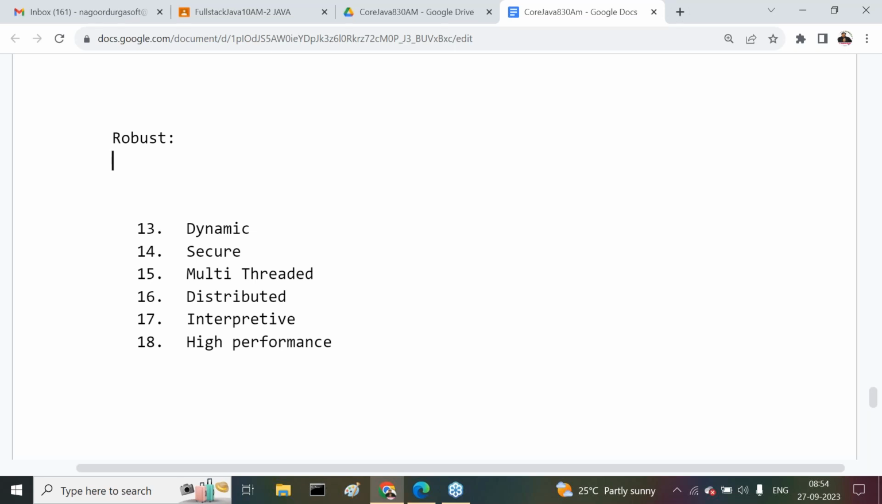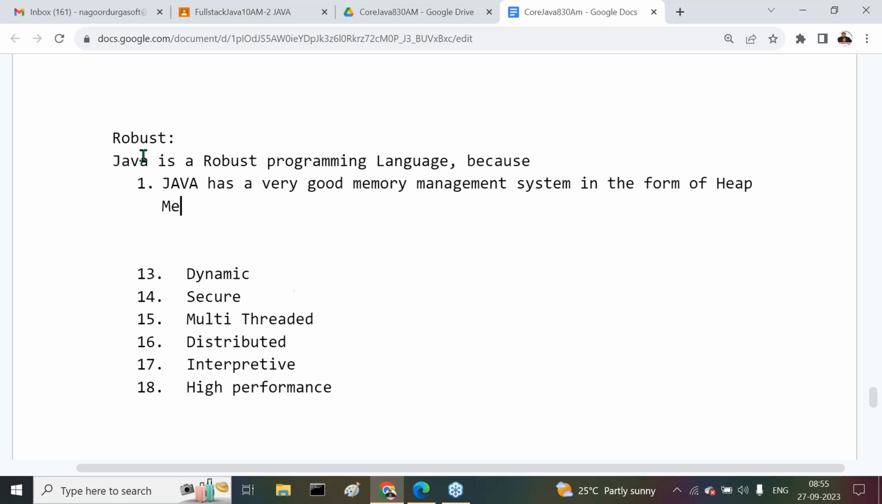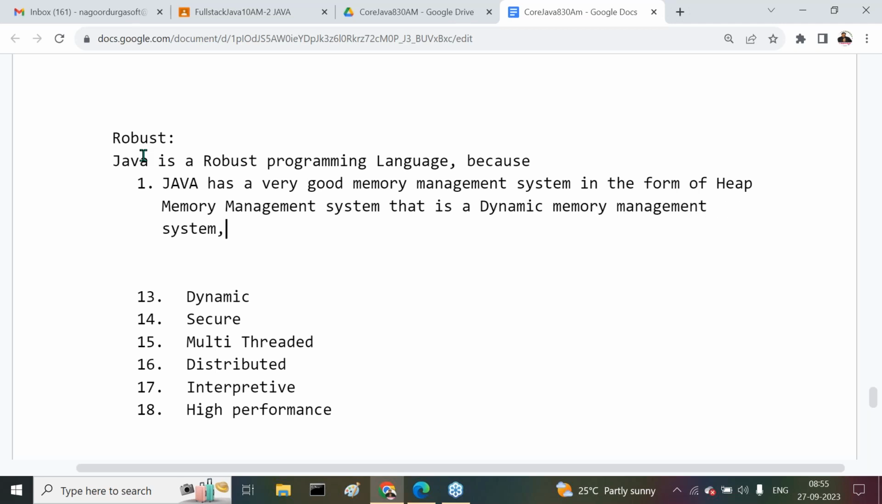Now here we can identify this clearly. I'm telling you, Java is a robust programming language. Why? Because what is the reason for it? What is the internal reason here? Because point number one, Java has a very good memory management system in the form of heap memory management system, that is a dynamic memory management system. It allocates and deallocates memory for the objects at runtime.